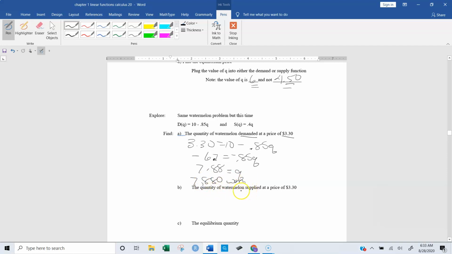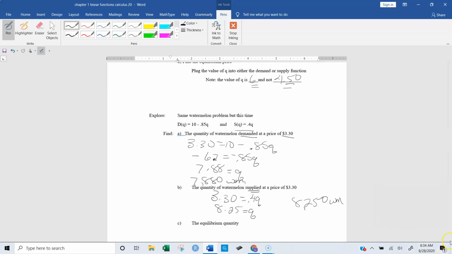Okay, the quantity of watermelons supplied, so now we're at the supply at the price of 330, so we're at this equation. So 330 equals your 0.4Q divided by your 0.4, so the quantity is 8.25. Remember, this is thousands, so that's really 8,250 watermelon.